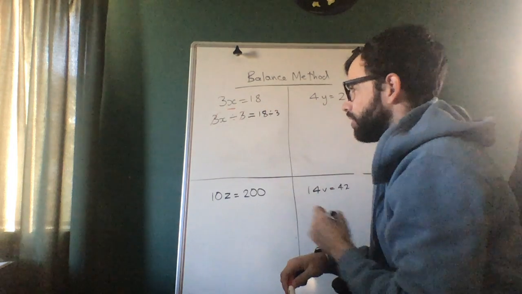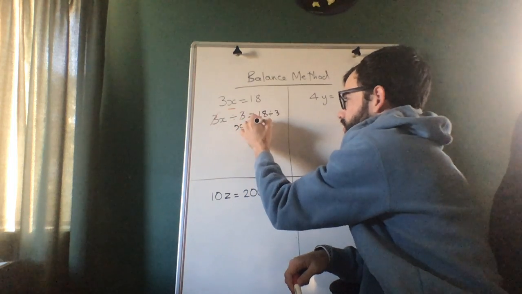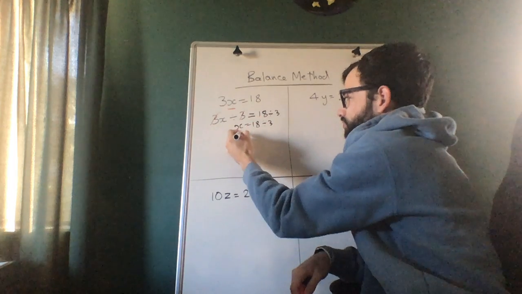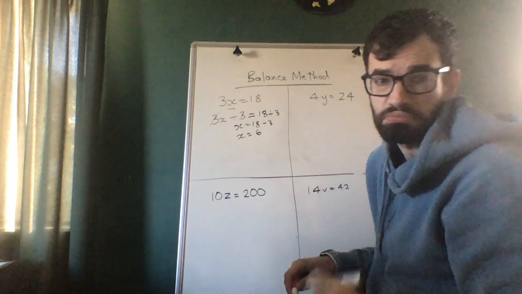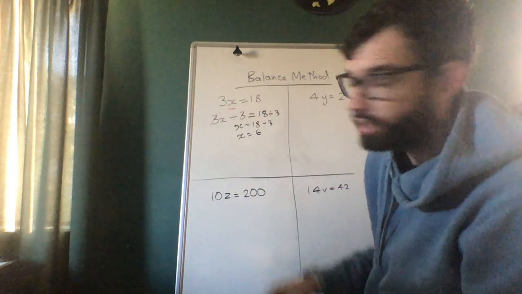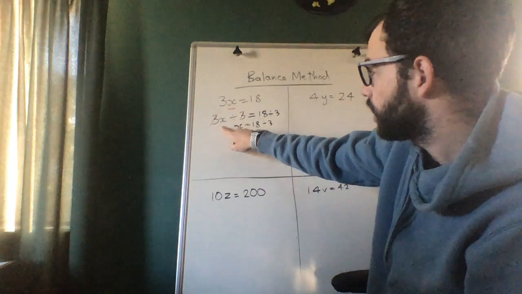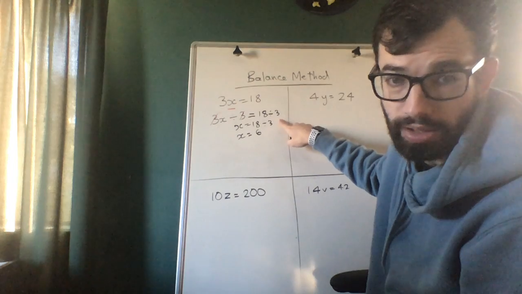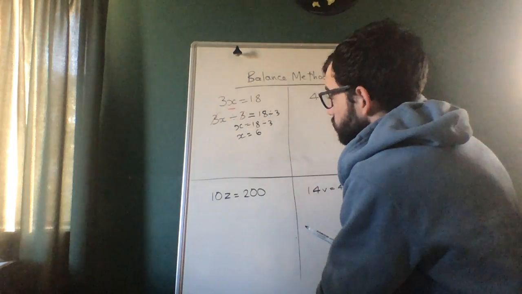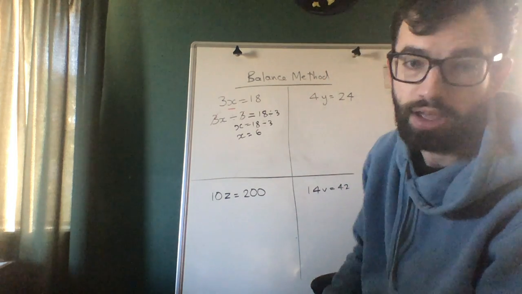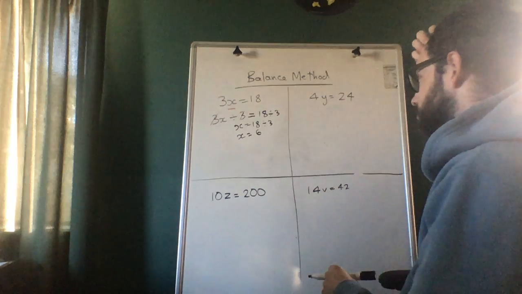So 18 divided by 3. That means that we've got x equals 18 divided by 3. And x then equals 6. So pretty straightforward. We cancel out the 3 on one side. What we do to that side, we also have to do to this side. So we also divide it by 3 and we get our solution. And if we put 6 back into the equation, 3 times 6 does indeed equal 18.